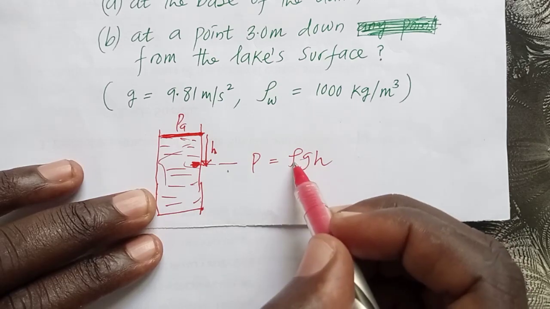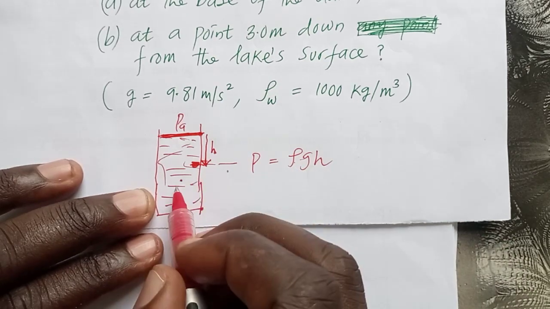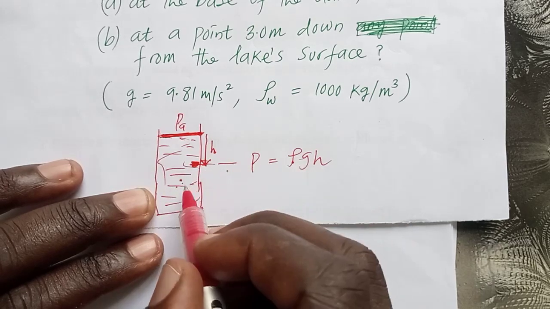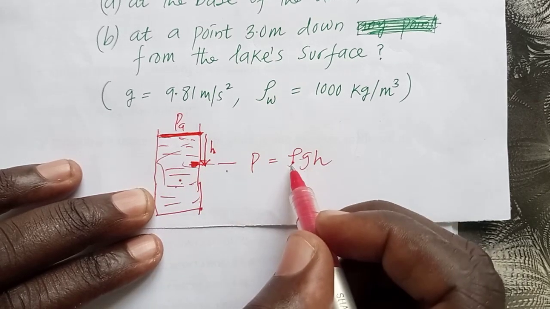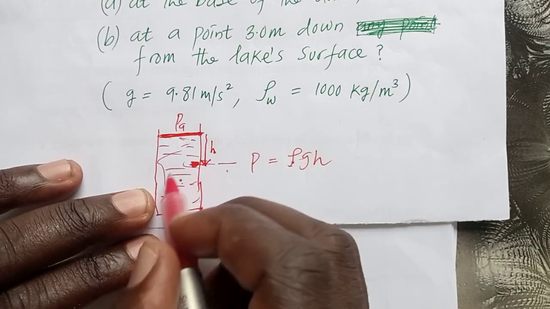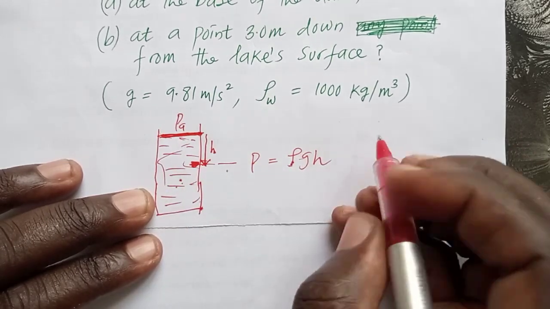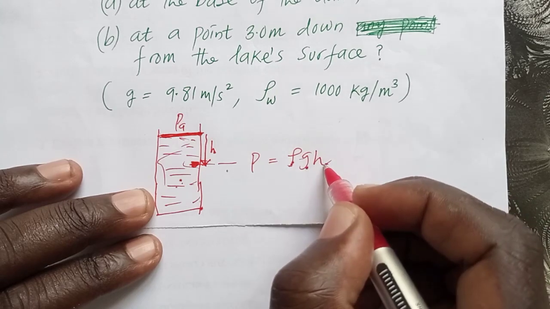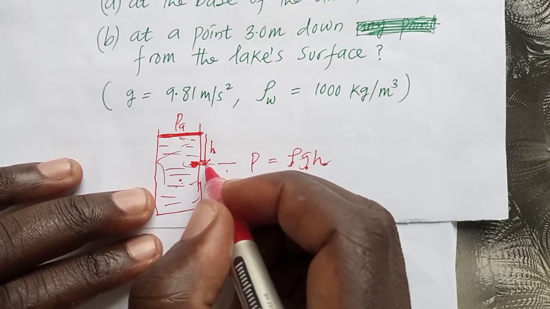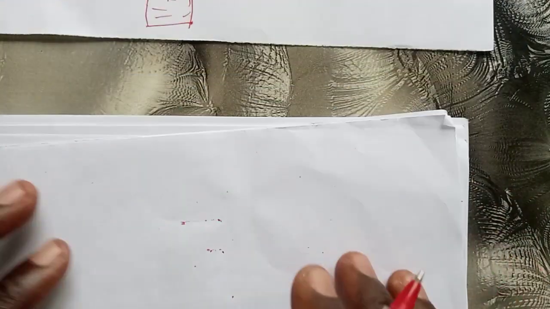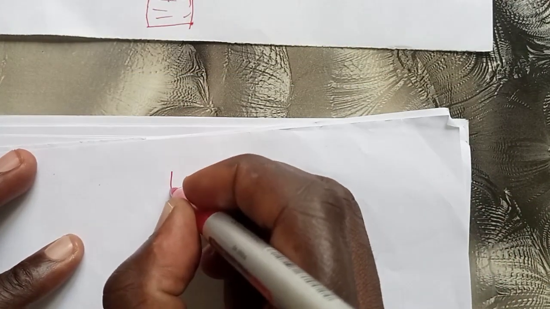Where rho is the density of the liquid. If this liquid is water, density of water. If it is palm oil, then density of palm oil. Any liquid. If it is honey, then density of the honey. And g is acceleration due to gravity. h is the depth.